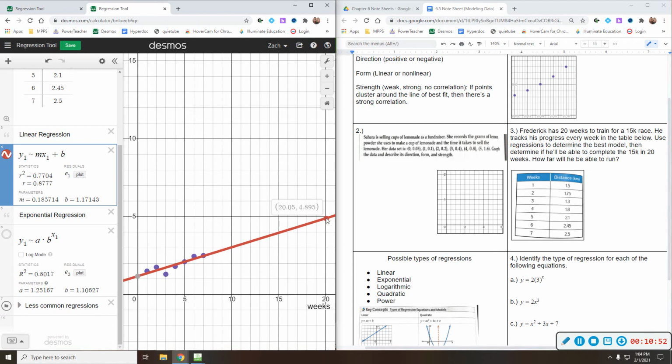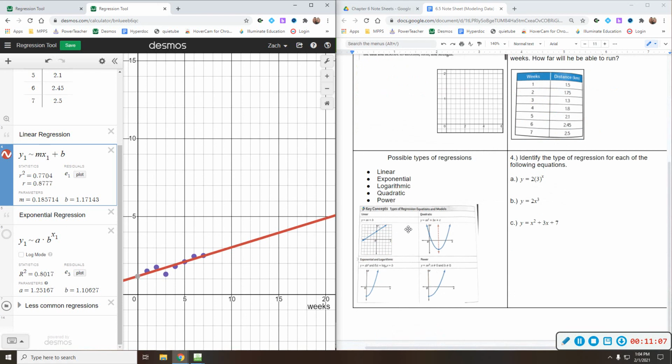So again, you can write that down. I'll spare you the writing with my cursor here. But anyway, no, he won't be able to run 15K in 20 weeks. And how far will he be able to actually run? Well, it's right there at 4.9 kilometers. Okay, all right, let's move on here.